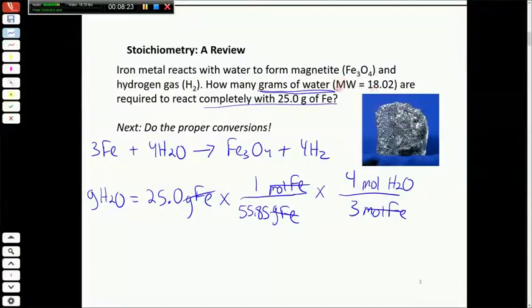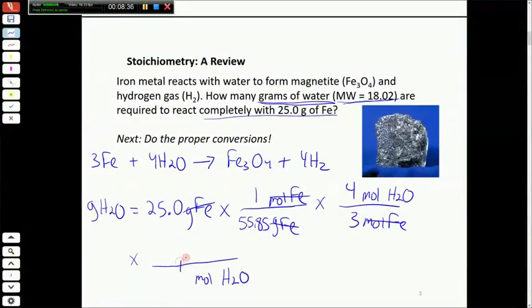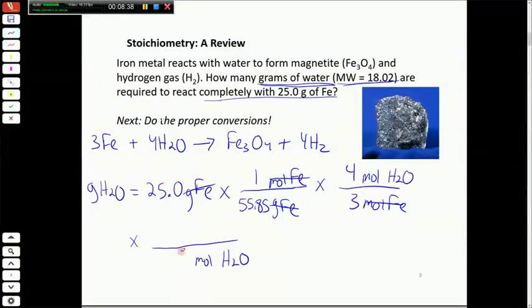We gave you the molar mass of water, which is 18.02, so that's what we're going to use to go back into grams. This time we're going from moles to grams, so we want moles to cancel out in the bottom. And so we're going to put the molar mass in the numerator of this unit conversion factor, 18.02 grams of water per 1 mole.